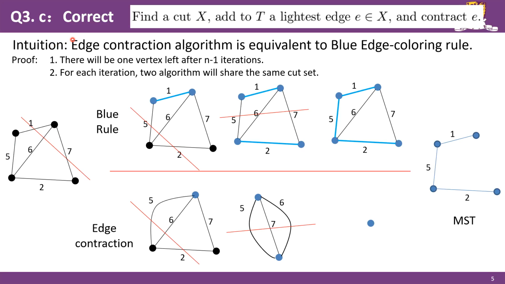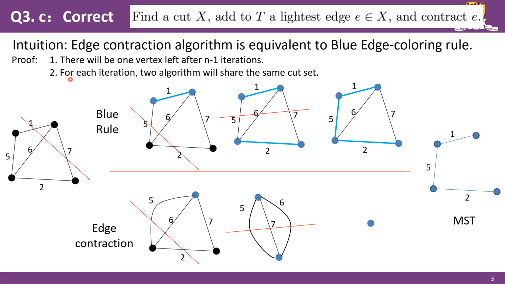This edge contraction algorithm is correct because it is equivalent to the blue edge coloring rule that the professor already proved at around week 6. So proving the correctness of the edge contraction rule will be very easy, because as long as we have proved the equivalence between the edge contraction algorithm and the blue rule algorithm, then we can prove that the edge contraction algorithm is correct, because we have already proved that the blue rule algorithm is correct.